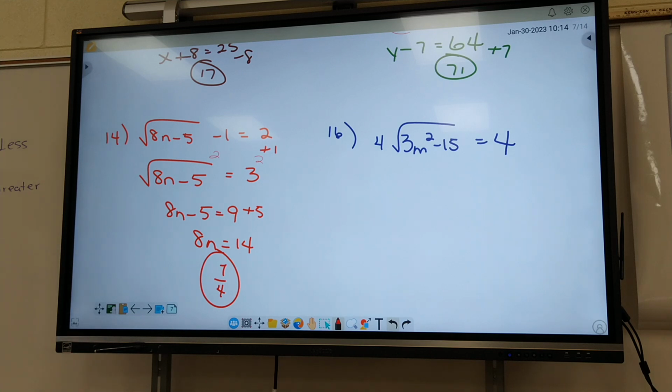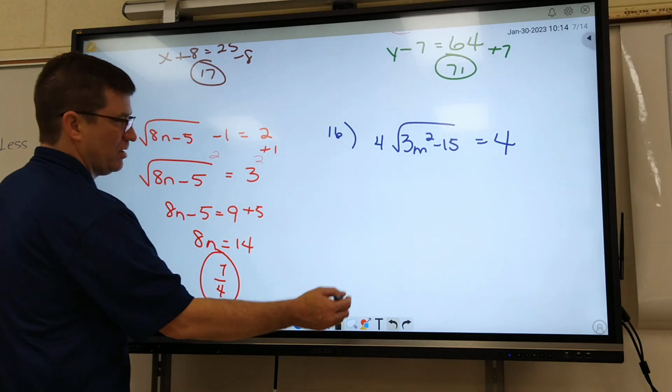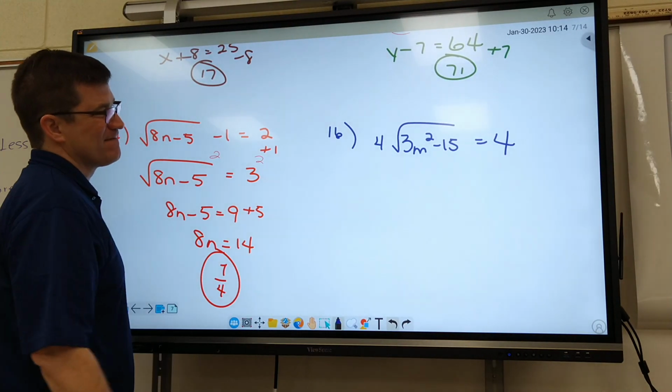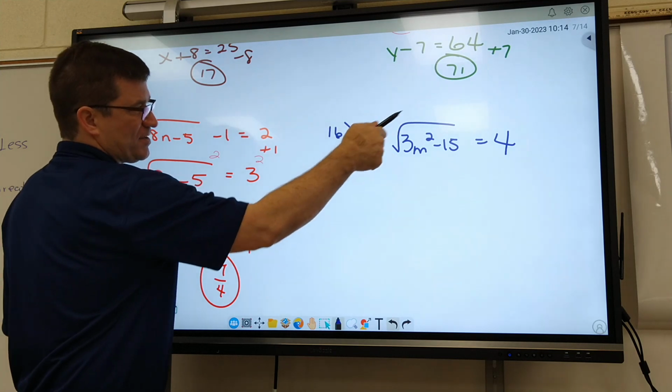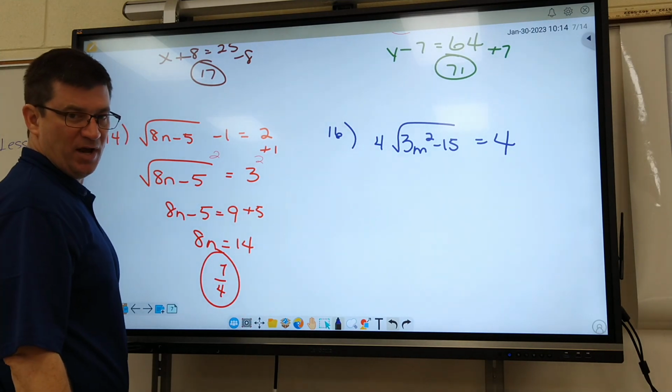All right, we're going to skip 15. 15 is actually a problem we did the other day, so we're skipping it. We're going to 16. All right, 16's got something new. It's got something extra. What's special about it? It's got a 4 in front of that square root. You can't have that. How do we get rid of it?